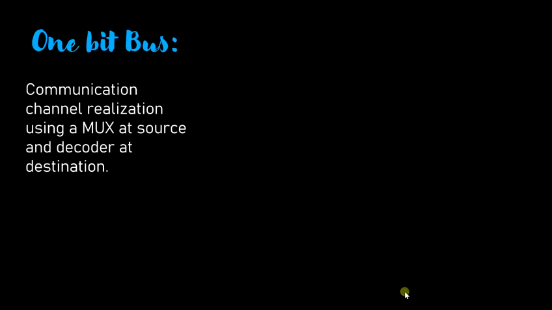From the word multiplexer, what we understand is that the basic application of a mux is to transfer data from several lines to a single line. So a communication channel can be realized by using a mux at the source in order to transfer the data from several lines to a single line, and by using a decoder or a demultiplexer at the destination in order to route the data from a single line to a desired output line.